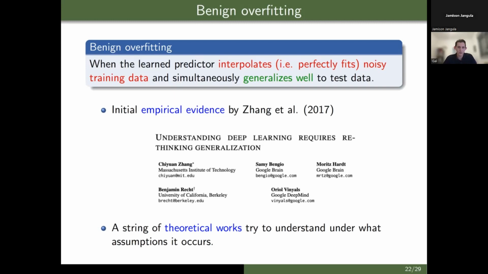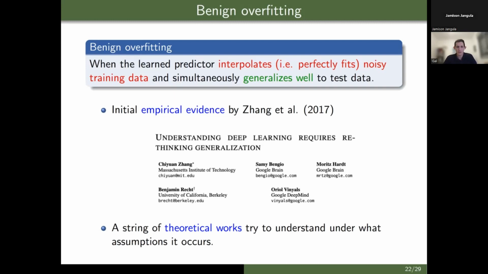Now, this observation was very surprising because the common traditional understanding in learning theory says that interpolating noisy training data is a very bad idea if we want to generalize well. So in principle, if we interpolate noisy training data, we should not expect to generalize well. But still, empirically, it seems that neural networks are able to generalize quite well, even when they interpolate noisy data.